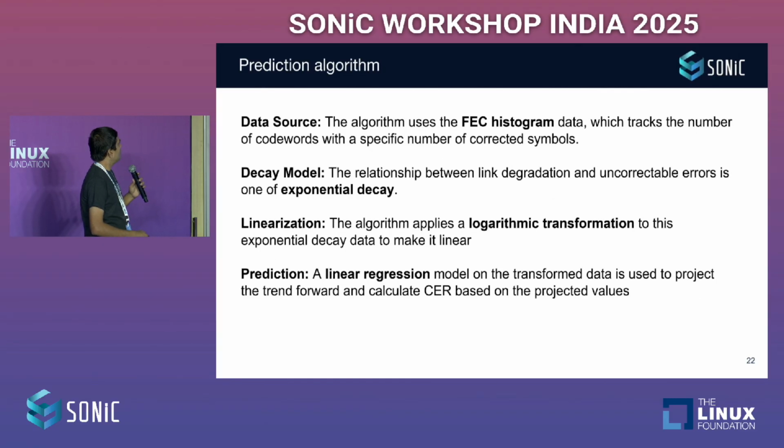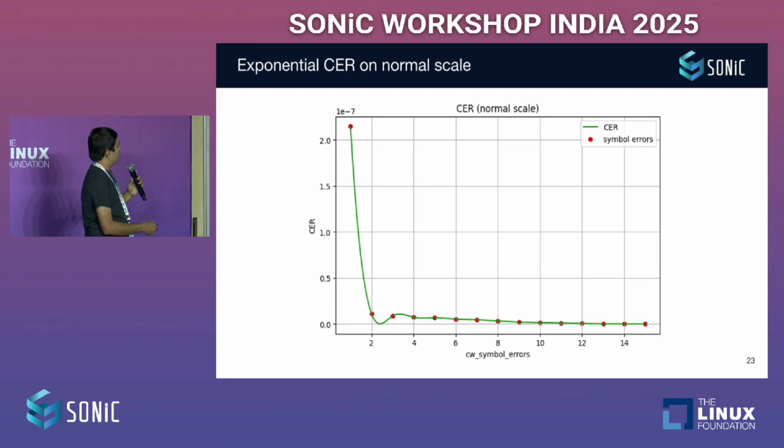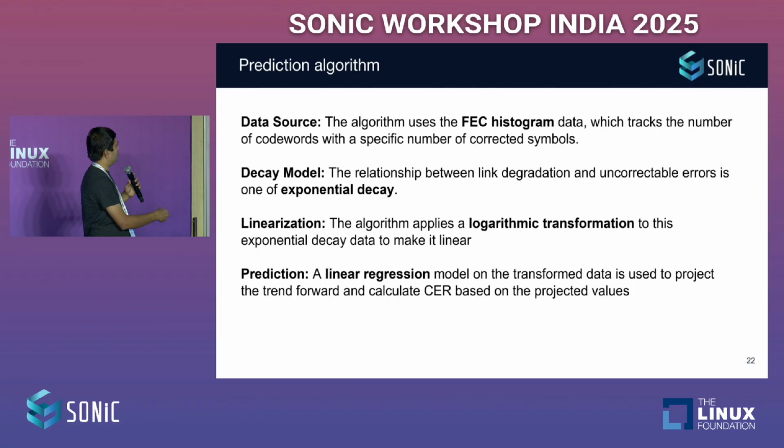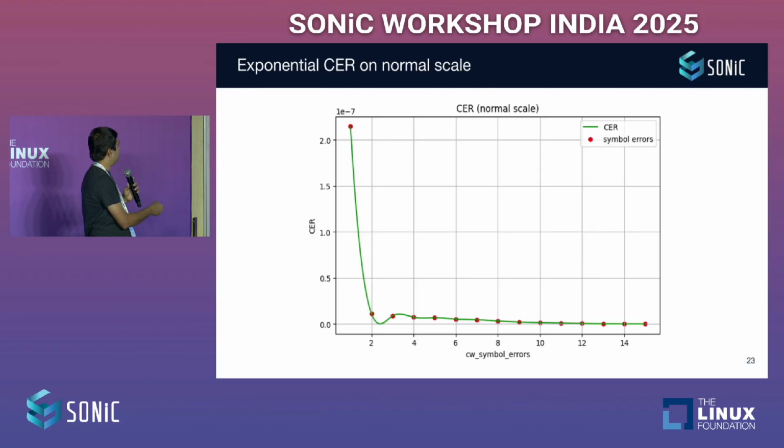So just to give you a quick outline of how this prediction is done. The FEC histogram data we look at, and typically the data we'll be covering further in the form of slides, but I'll just give a quick overview. So we will have the FEC data, which is the number of code words with the specified symbol errors in the form of an exponential decay curve. So that's what is being mentioned here.